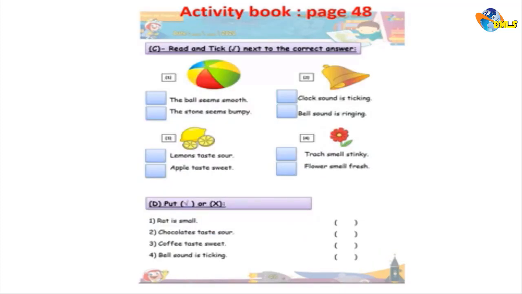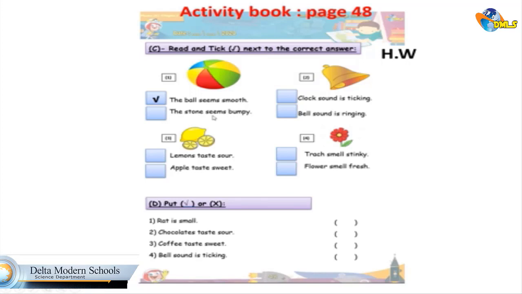Next page, please. Page 48. You will answer it as homework. I will help you in number 1. Question C. Read and tick next to the correct answer. In picture number 1, we have a ball. The ball seems smooth. The stone seems bumpy. I think the ball seems smooth. We will make a tick on the ball seems smooth. You will answer 2, 3, 4 as homework.